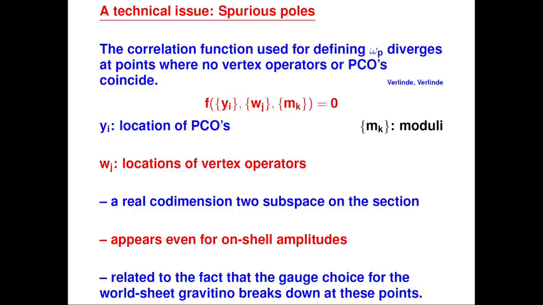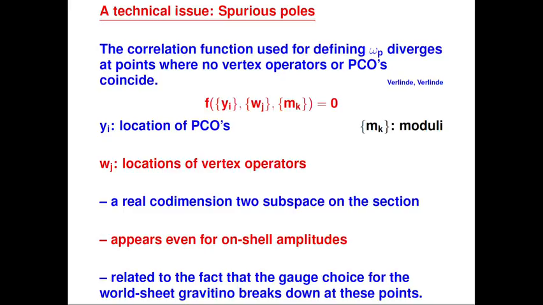So, typically the spurious poles occur at zeros of a function that involves the locations of the picture changing operators, the locations of the vortex operators, as well as the values of the moduli. So, it involves everything. The local coordinates themselves do not play any role, they do not enter the expression for the location of the spurious poles, but otherwise it is a complex analytic function of these variables, and whenever this function vanishes, you get a divergence in the correlation function. I have not written down this function, but the explicit expression for it is known.